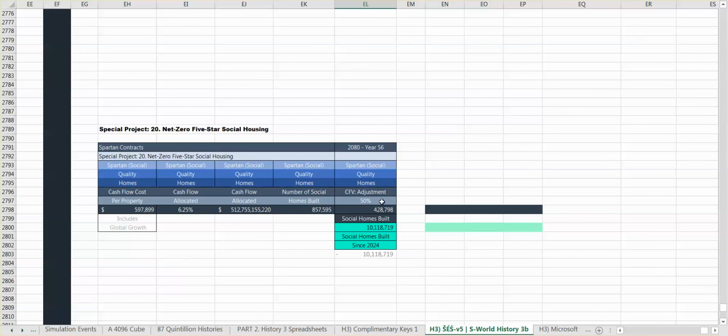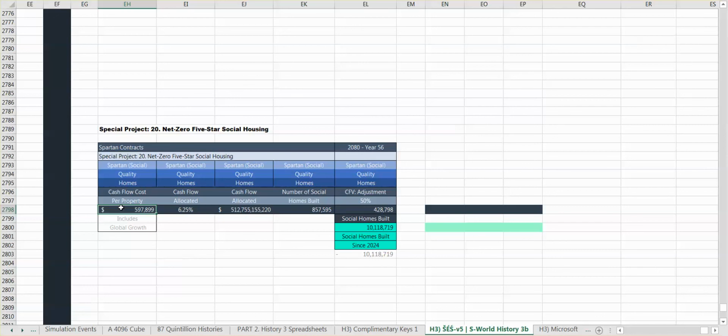Okay, so now we're at the bottom. We've got our 10 million houses built. At this point, the price of property has gone up. The price that it costs to build has gone up from 150,000 to 597, which, as we can work out in our heads, is about 4 times as much. So hence the times 4 for working out how much something's worth now relative to 2024, relative to 2080.